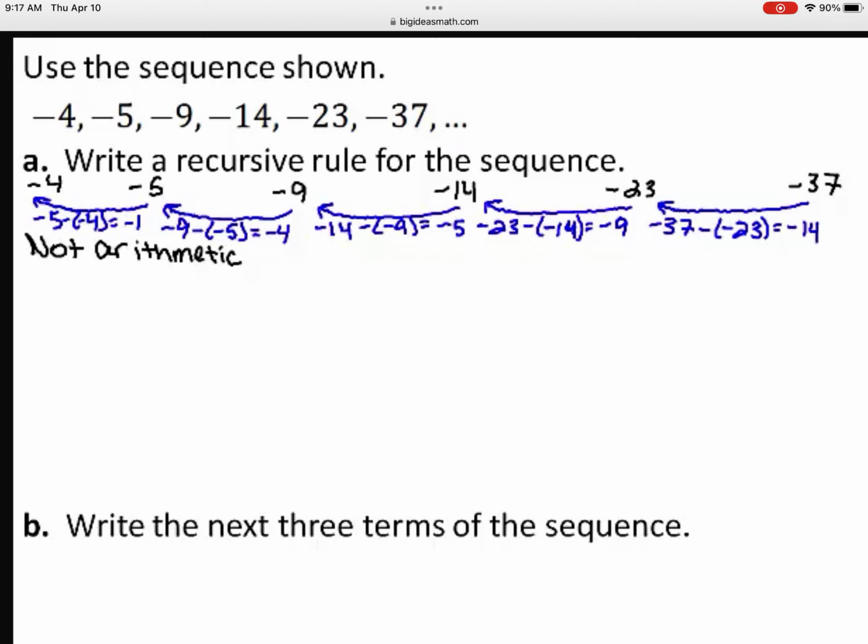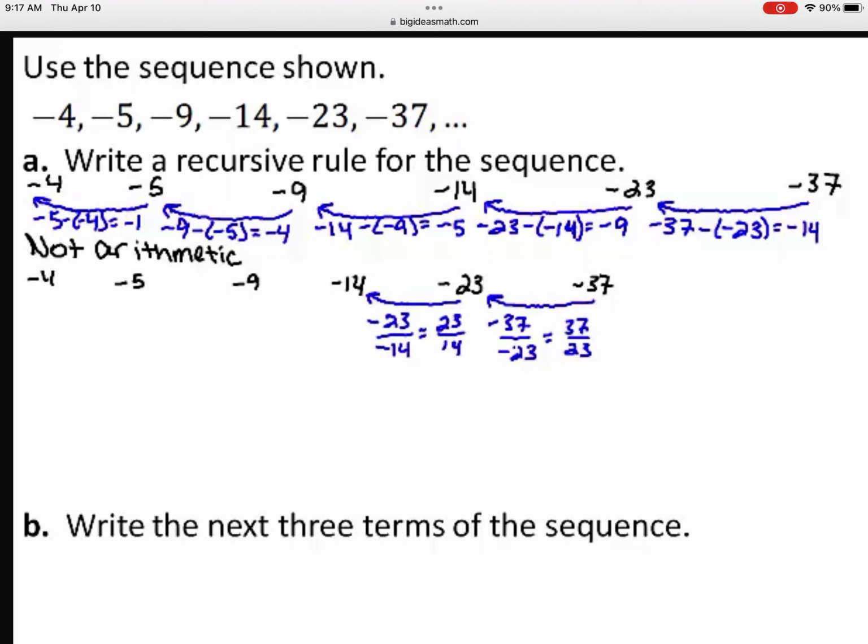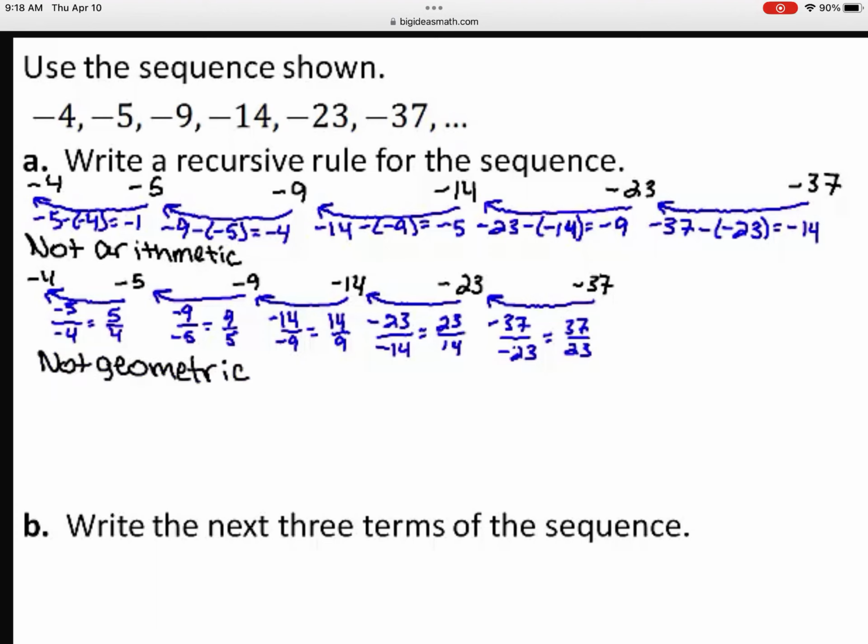Now you want to find the ratio between each pair of consecutive terms. Negative 37 divided by negative 23 is 37/23. Negative 23 divided by negative 14 is 23/14. Negative 14 divided by negative 9 is 14/9. Negative 9 divided by negative 5 is 9/5. And negative 5 divided by negative 4 is 5/4. There is no common ratio, so the sequence is not geometric.